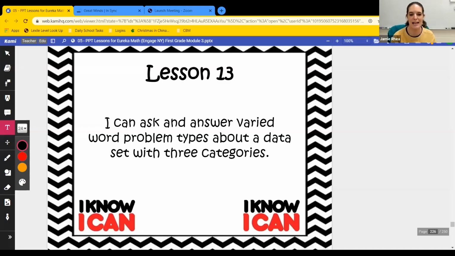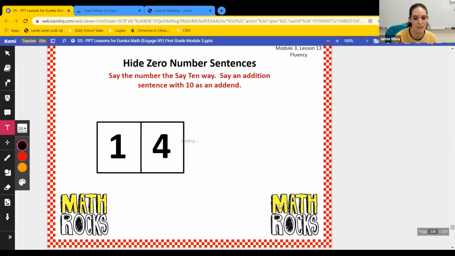Lesson 13, I can ask and answer varied word problem types about a data set with 3 categories. Same thing we've been doing. We got 3 choices. We got a table or a graph or a bar, we've got something that we're going to look at to answer questions about it, okay? So today we're going to warm up our brain by doing a sprint. So let me get to it.